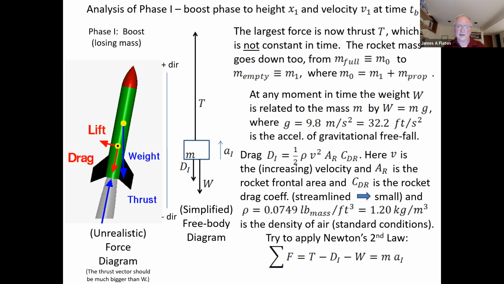Unfortunately, if you try to apply Newton's second law, the sum of the forces equals T, the thrust upwards, minus D, the drag downwards, minus W, the weight downwards, equals m times a. But T is changing in time, and D is changing with speed, and W is changing as you burn fuel, and mass is changing as you burn fuel, and so the acceleration is definitely not going to be constant here.